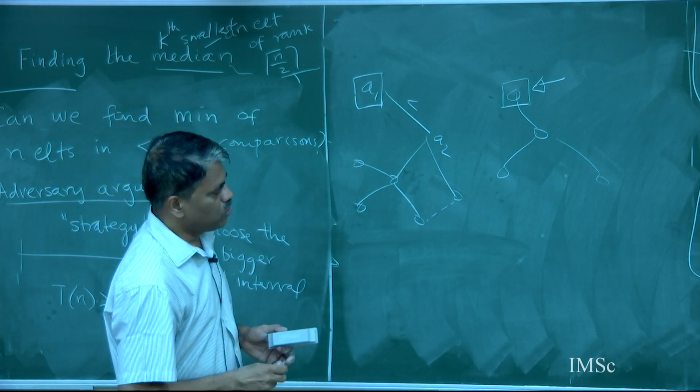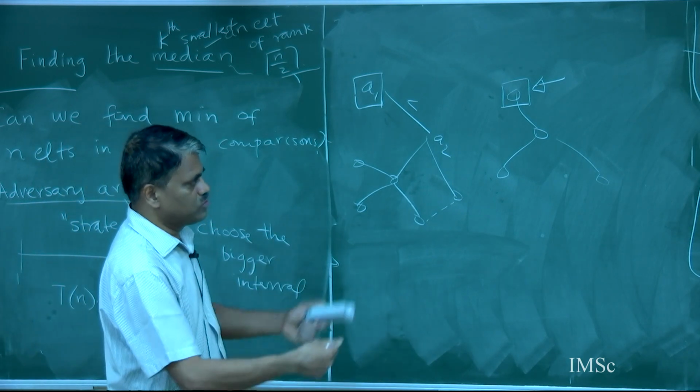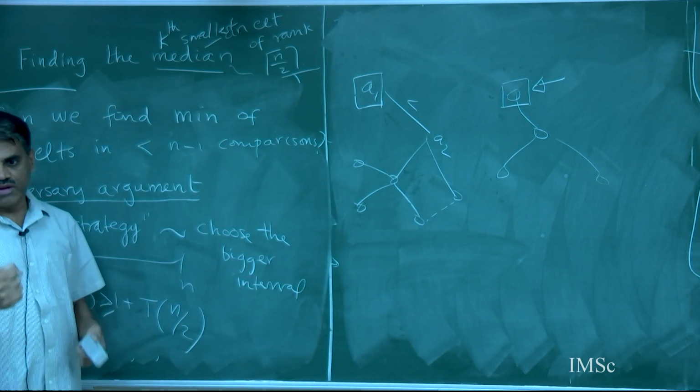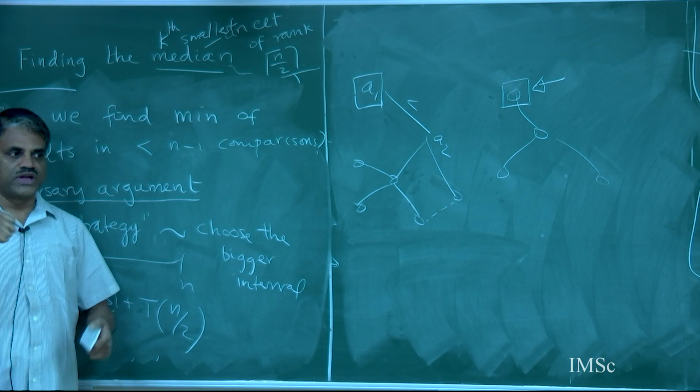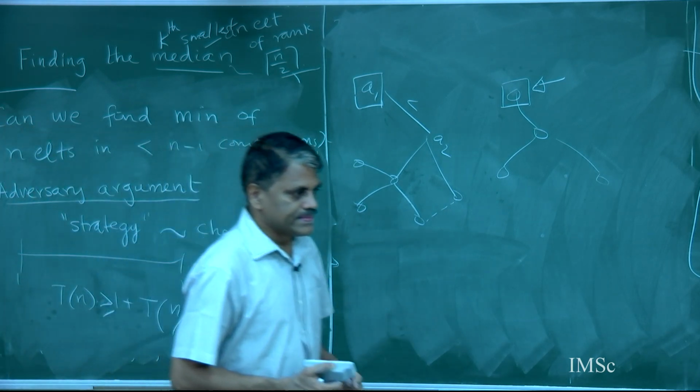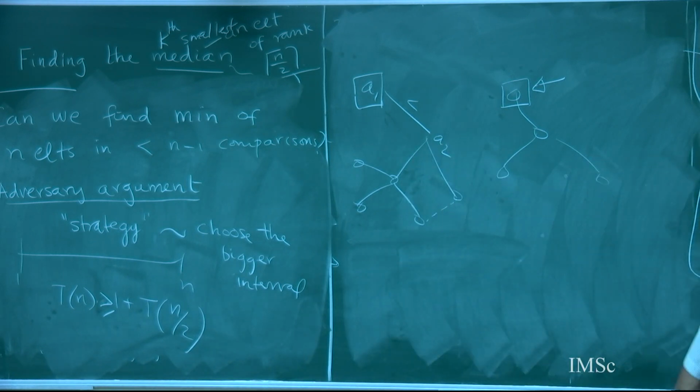Okay, and you can use this to actually show that the min and the max will take 3n/2 comparisons. Second max will take n minus 1 plus log n comparisons and so on.